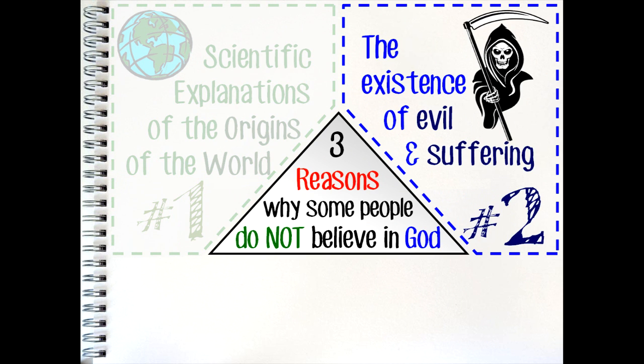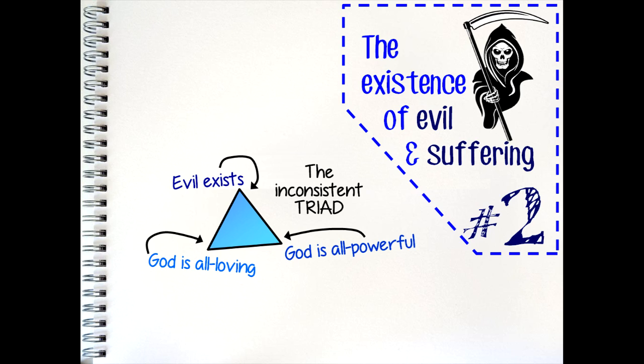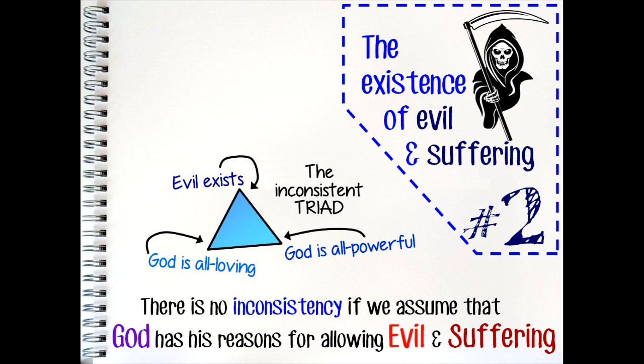The second reason why some people do not believe in God was the existence of evil and suffering. So how might a religious person respond to this argument against God's existence? Let's look again at the inconsistent triad, which says that the existence of evil is inconsistent with an all-loving, all-powerful God. Most religious people would say that there is only an inconsistency if we assume that God doesn't have a reason for allowing suffering to exist. However, most religious people would argue that there are lots of reasons why God might allow suffering to continue, so the inconsistent triad is not inconsistent.